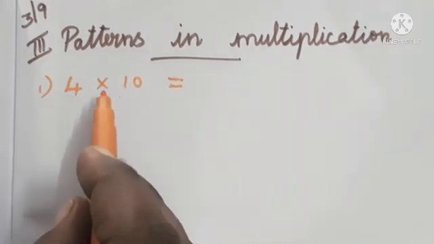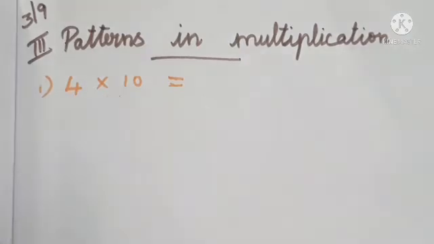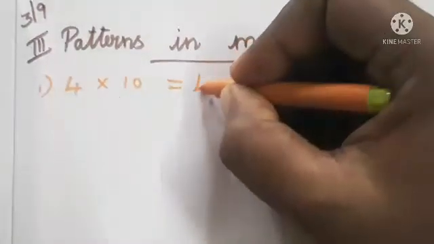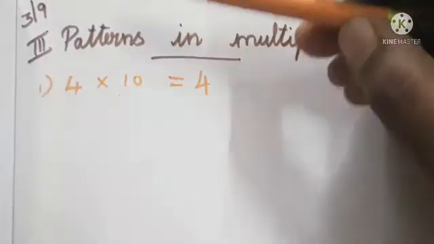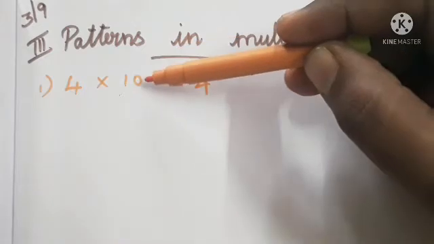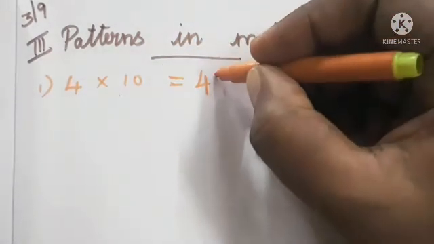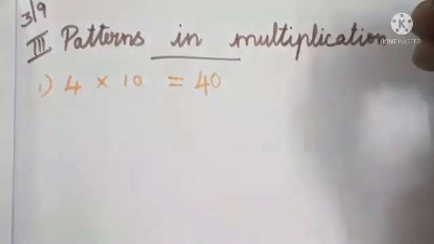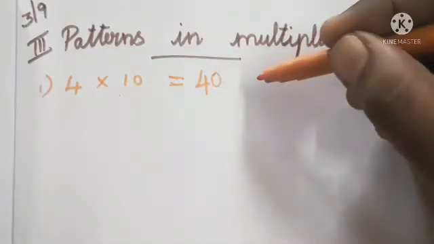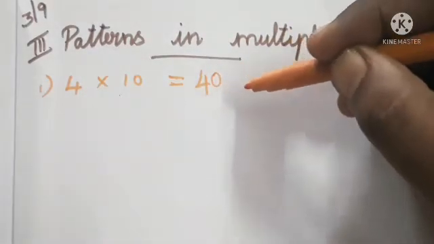Okay. So 4 by 1. 4 into 1 is what? 4. Okay. 4 into 1 is 4. And in the 10 we have 0 in the 1's place, isn't it? So that 0 we can write at the back of the 4. So 4 into 10 is 40. We know, isn't it? 4 into 10 is 40.